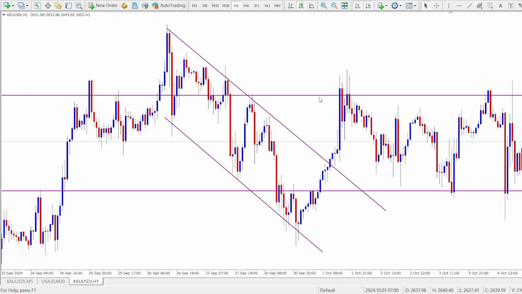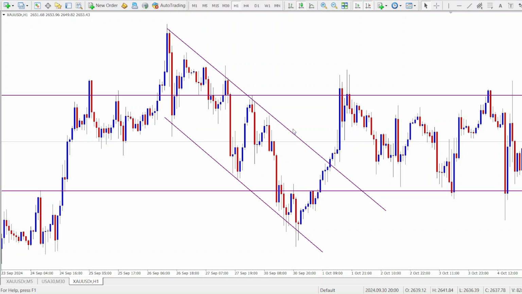We also make use of the engulfing patterns. This example is a bearish engulfing. It swallowed up the previous candle, and this is a sign of a bearish move. So there are several candlestick patterns.